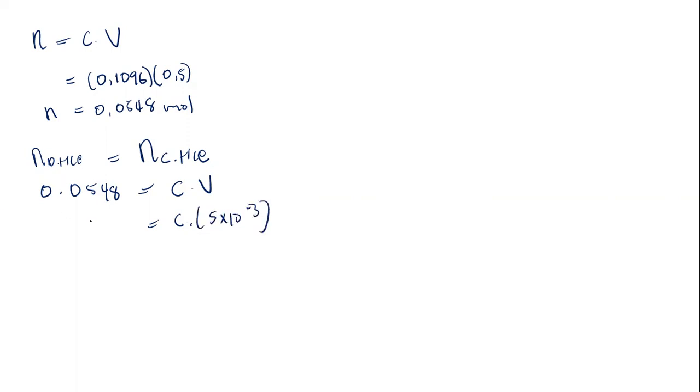Close my bracket, and then here I have 0,0548. Therefore, I divide both sides by 5 times 10 to power -3. So I'm going to say 0,0548 divided by the answer. How much do I get? And then I get that my concentration of concentrated acid is 10.96 mole per cubic decimeters.